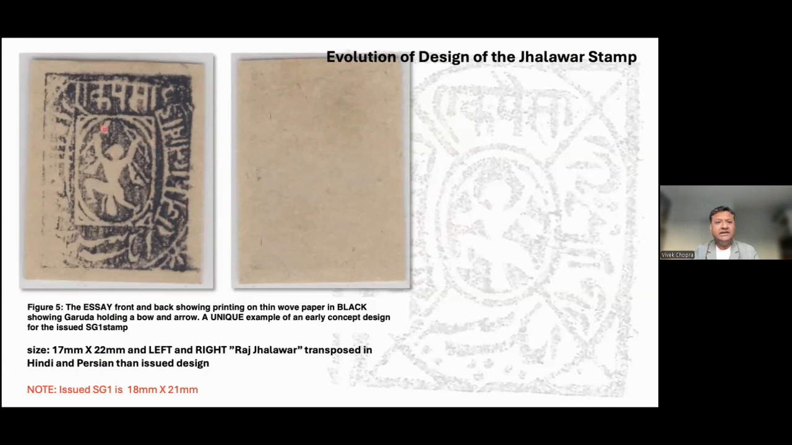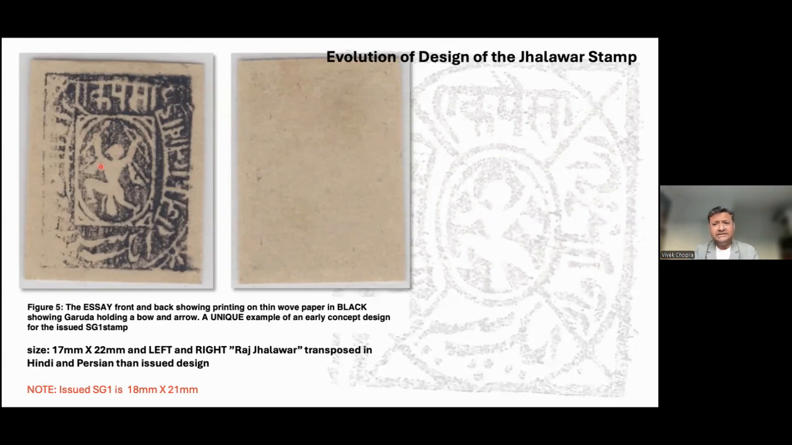I believe this to be a very unique example of this early concept design. And you can see very clearly here that it actually has an arrow, as well as a bow, in either of his hands. And the best part is that it has a beak right here, right? So it is definitely Garud, which is that eagle-like avatar of Lord Vishnu.